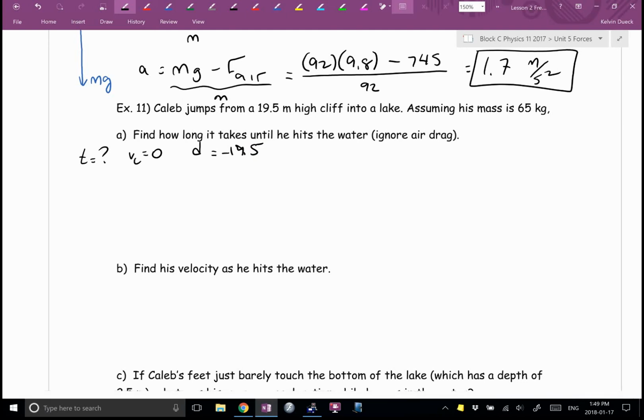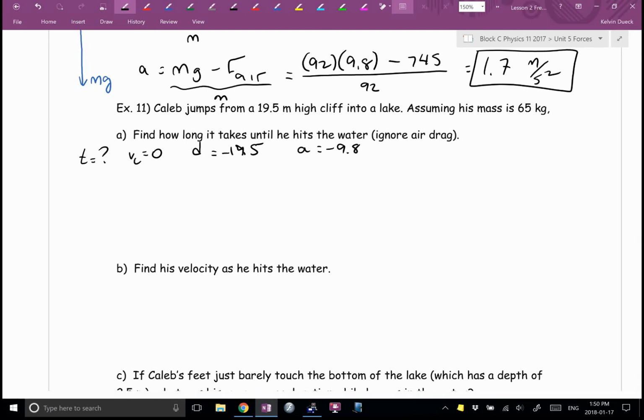What else do I know? I think you said it, Cole. Acceleration. What is it? Negative 9.8. Good. So now we're back to before Christmas here. Can we find t from that? Yes. There is an equation.